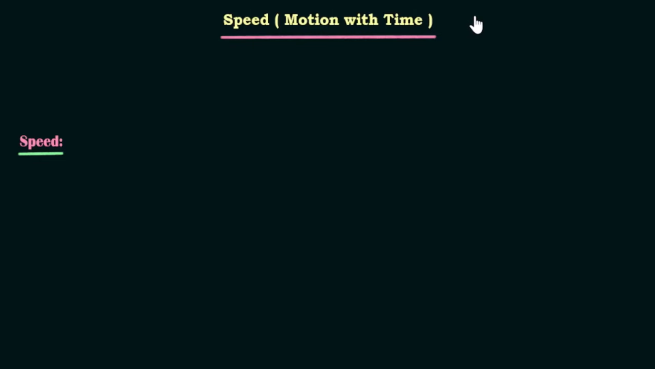In this particular video, we are going to see the new topic of kinematics, which is speed. Generally we can say that speed is a motion with time, right? So what is speed? Speed is basically distance upon time. Whenever distance changes with time, this quantity is also known as speed.